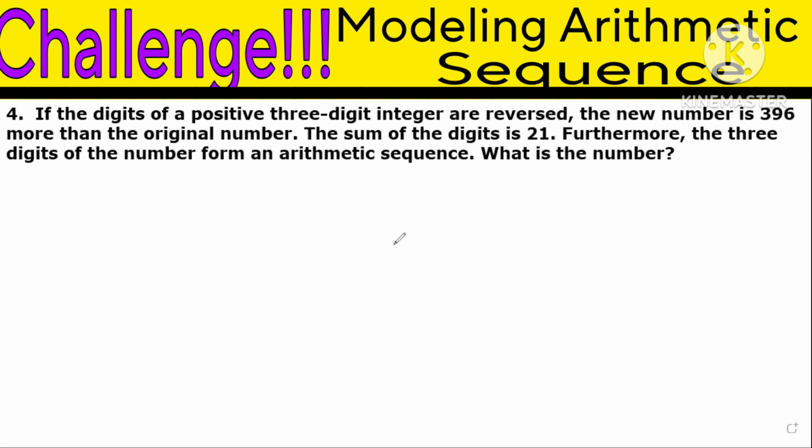Okay, here we go with the challenge number 4. If the digits of a positive 3-digit integer are reversed, the new number is 396 more than the original number. The sum of the digits is 21. Furthermore, the 3 digits of the number form an arithmetic sequence. What is the number? Now, if you notice, we reduce the font size kasi medyo mahaba ang solution nito. So, let's start with the representation. Let x be the hundreds digit.